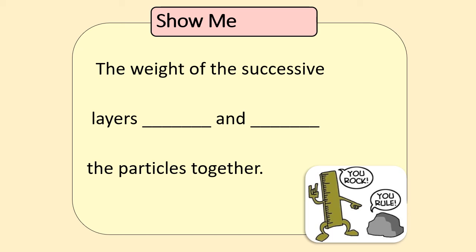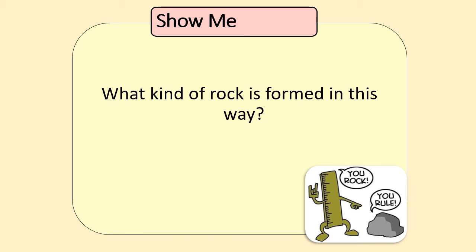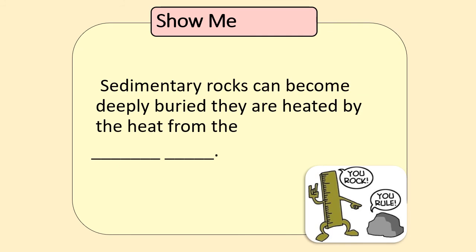The weight of the successive layers does what and what to the particles together? The weight of the successive layers compress and cement, or compact and cement the particles together. What kind of rock is formed when these layers get compressed, compacted, or cemented together? The answer is sedimentary rocks.